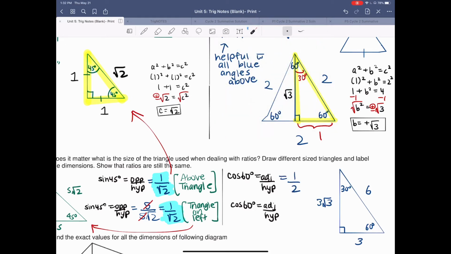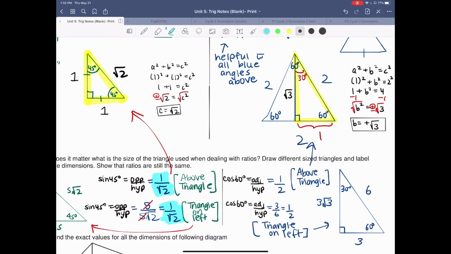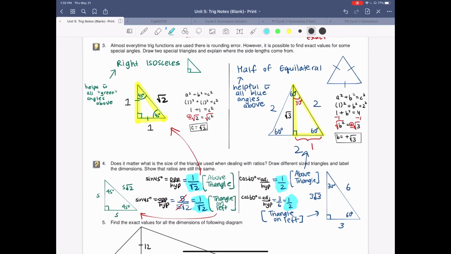Looking at the triangle on the bottom, you have 60 degrees, so I have to look at my 60 degrees as my reference angle. Adjacent, the side that is next to that, is 3, and my hypotenuse is 6, so that's 3 over 6, which reduces to 1/2. You notice in both cases that you're getting 1/2 every time. The reason is that you're dealing with similar triangles. There are two triangles where one is a bigger or smaller version of another, but the angles are consistent, and so the ratios are going to be equivalent.